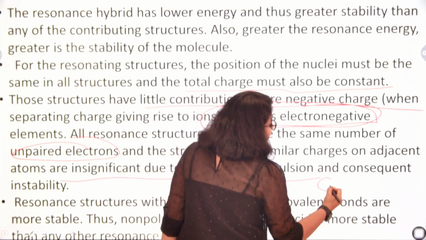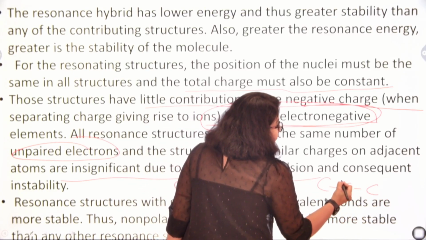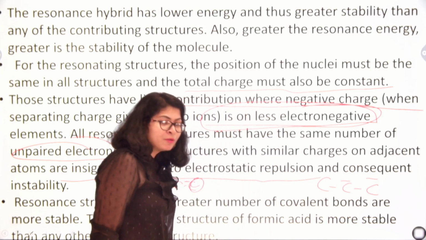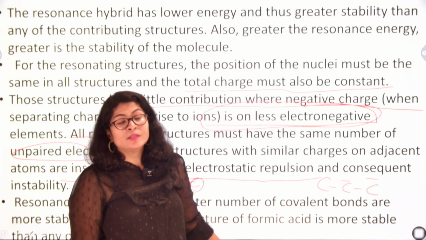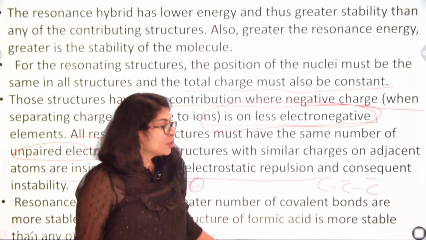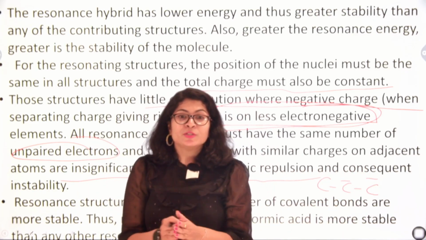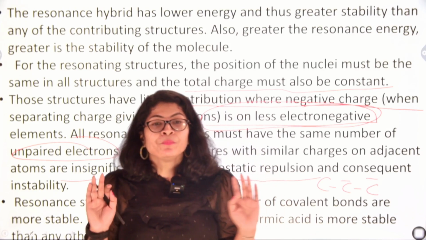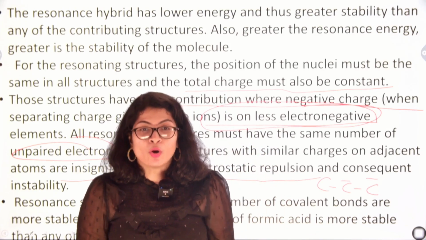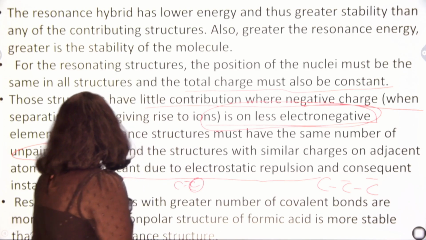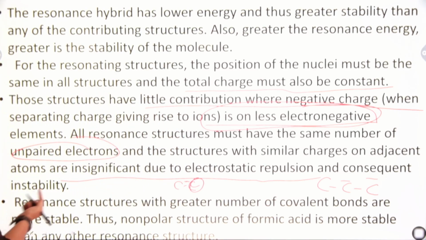That means if I am having a chain and both the carbon atoms are negative, then this structure is structurally wrong, because these negative charges will have electrostatic repulsion, they will repel among themselves. As a result, the structure will distort, due to electrostatic repulsion and consequent instability.